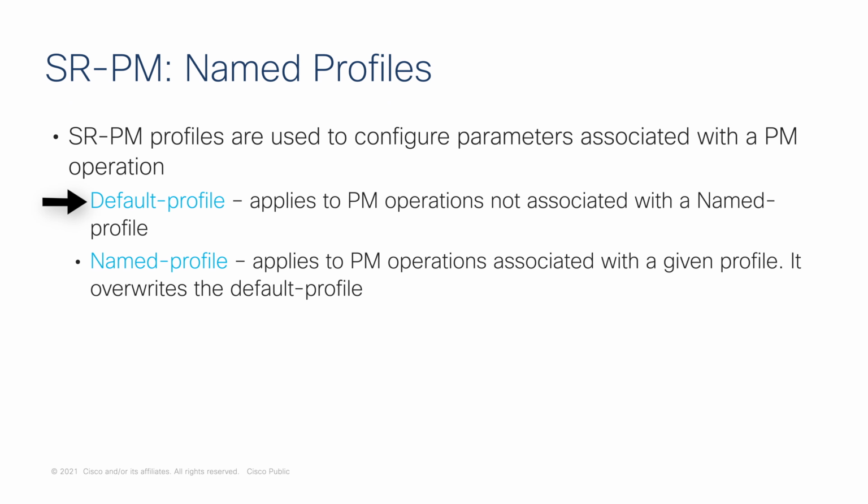In IOS XR, we support different types of profiles for SR PM. The so-called default profile will apply to all PM operations which are not associated with a particular name profile. On the other hand, a name profile will apply to specific operations which are assigned to that given profile. And obviously, it will override the default profile if it's applied.